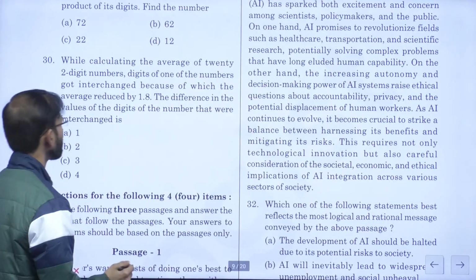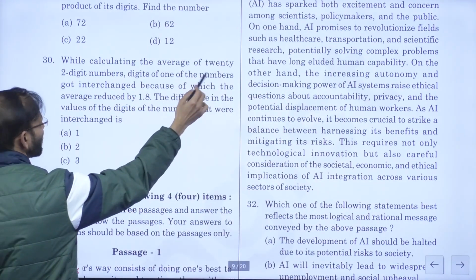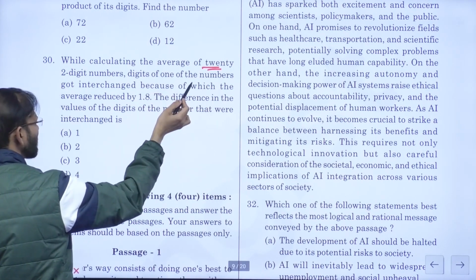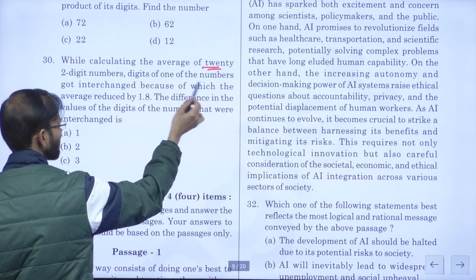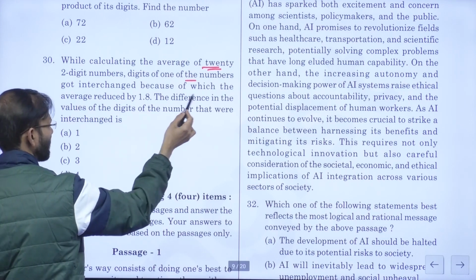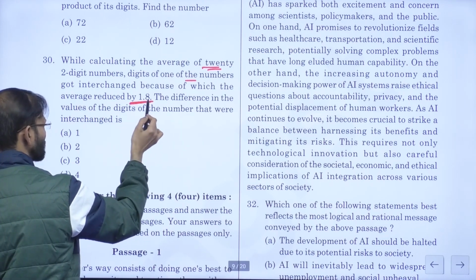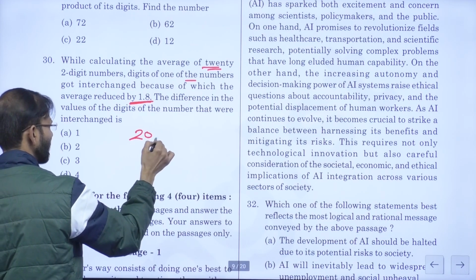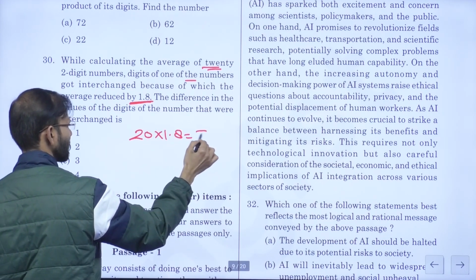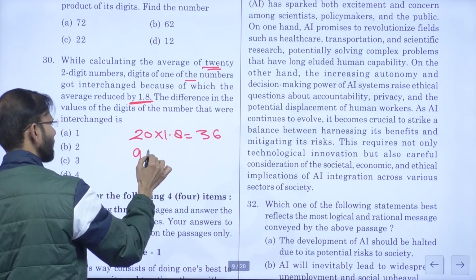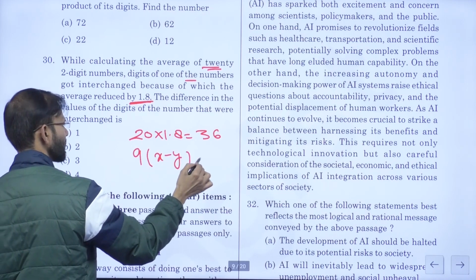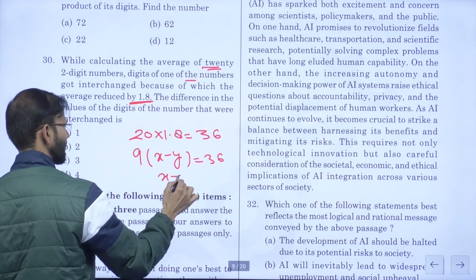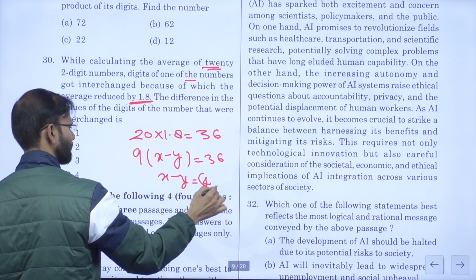Okay, everyone, fine. So the question is, the average of 20 two-digit numbers, the digits of one number get interchanged, and because of which the average got reduced by 1.8. So 20 into 1.8, that is 36. So 9 into x minus y is 36. So x minus y is equal to 4. Okay.